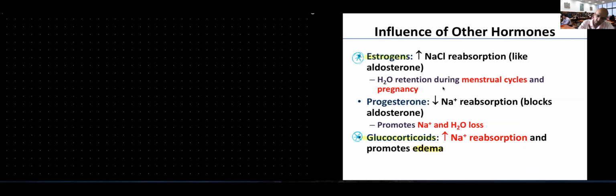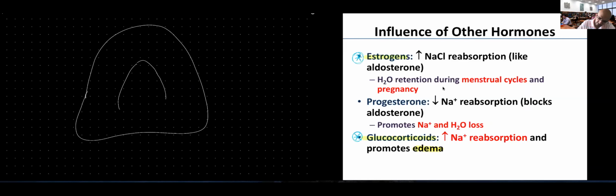So why are corticosteroids and estrogens going to have a similar action to the aldosterone? If you remember, those three hormones are released from the same place. Remember, where do you release the aldosterone from? It gets released from the adrenal cortex.